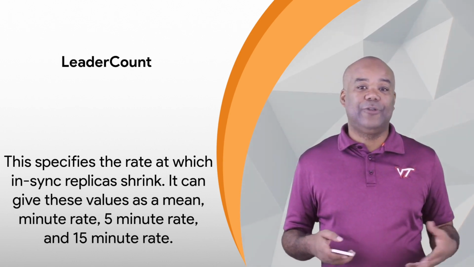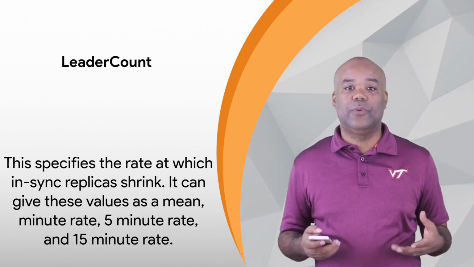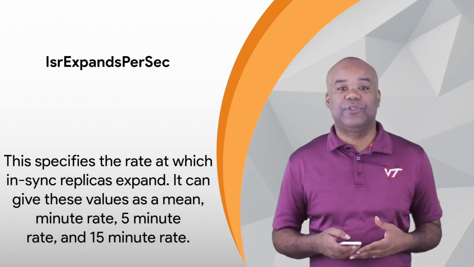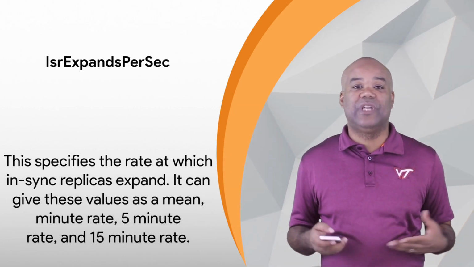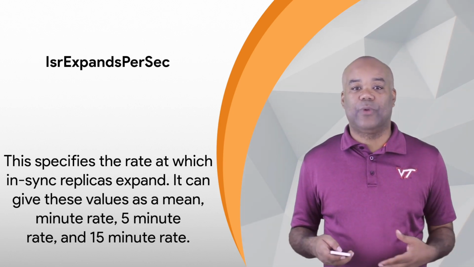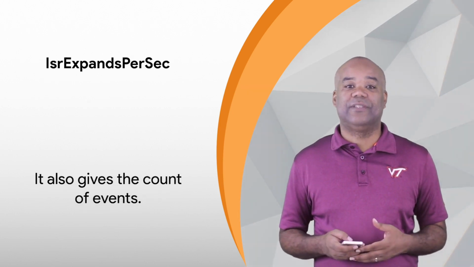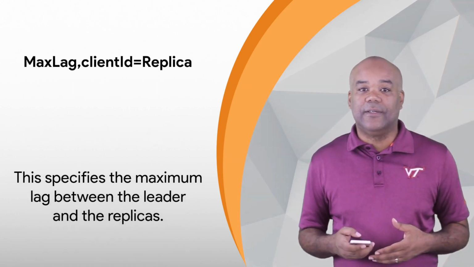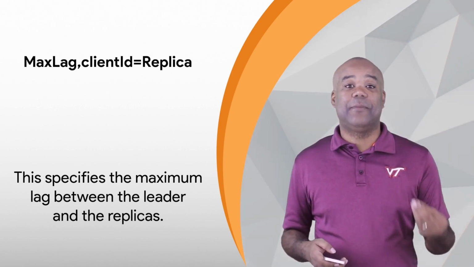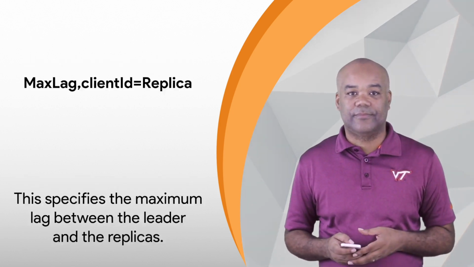It can give these values as a mean, 5-minute, 15-minute rate, and so on. It also gives a count of events. ISR expands per second, which specifies the rate at which in-sync replicas expand. It can give these values as a mean rate, 5 minutes, 15 minutes, and so on, and give you the number of events. There's max lag for the replica, and this is going to specify the maximum lag between the leader and the replicas.